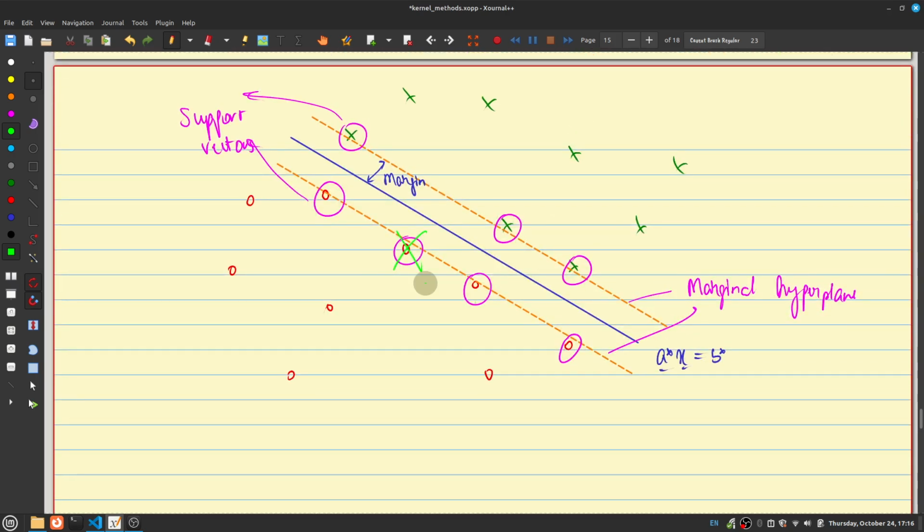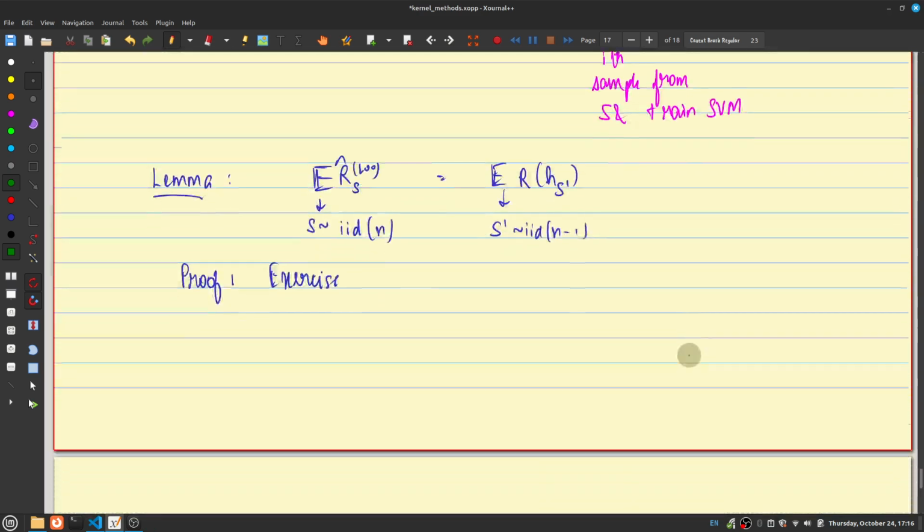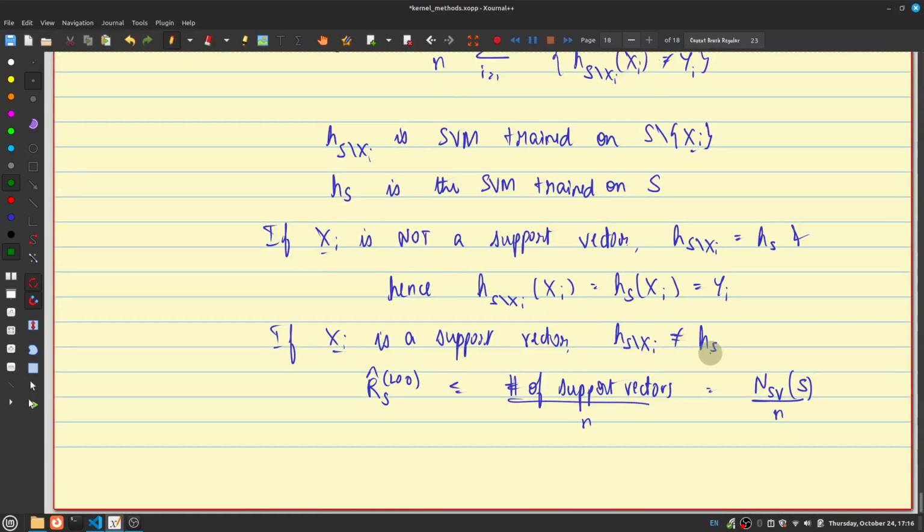Even if it changes, it could be that I end up with a different classifier, a different hyperplane, but that different hyperplane could also classify everything correctly in principle. I get a different hyperplane, but I don't know how it may be. Correct. So it's only in that worst case scenario that the leave one out error is going to be equal to the number of support vectors divided by n.